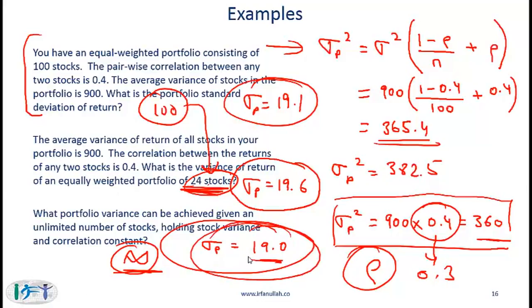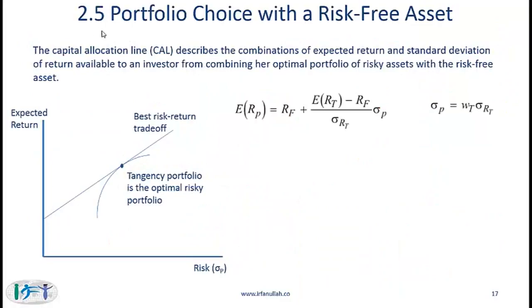Coming now to section 2.5, portfolio choice with a risk-free asset. And most of this material should look familiar. We'll talk here about the capital allocation line. The capital allocation line, or CAL, describes the combinations of expected return and standard deviation of return available to an investor from combining her optimal portfolio of risky assets with the risk-free asset.